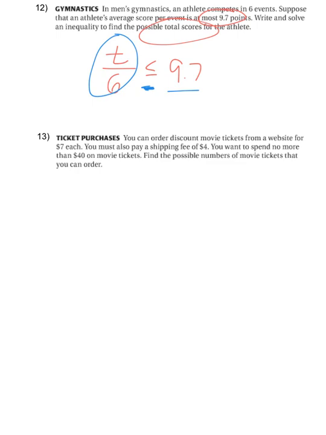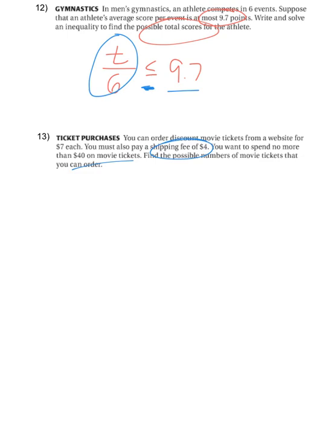Okay, and this last one, I'm going to help set it up as well, because I think the wording may be a little tricky, but I think we can get it, especially if I help you here a little bit. You can order discount movie tickets from a website for $7 each. So every ticket you order is $7. You must also pay a shipping fee of $4, and it doesn't say it too explicitly there, but it's saying that no matter how many tickets you order, you just have to pay $4. You want to spend no more than $40 on tickets, so that's your max budget. Find the possible number of movie tickets that you can order.